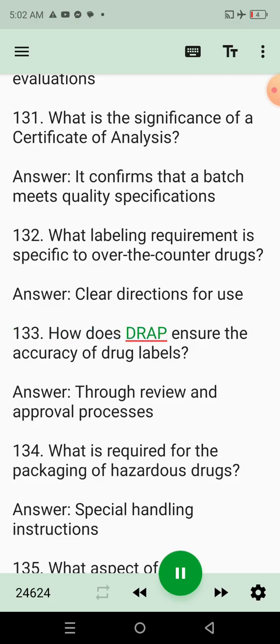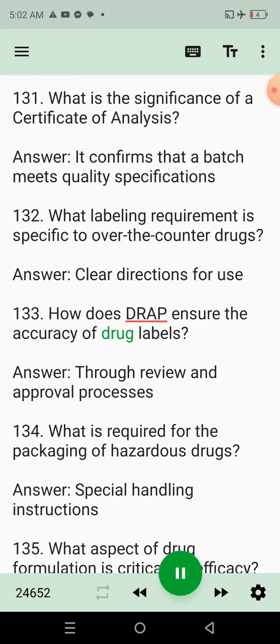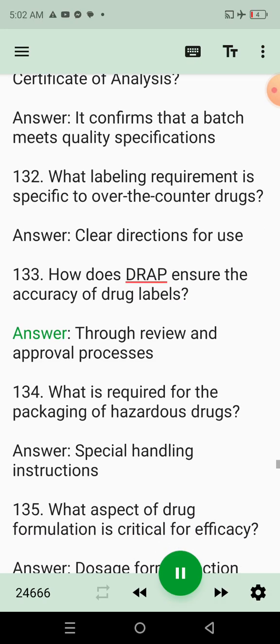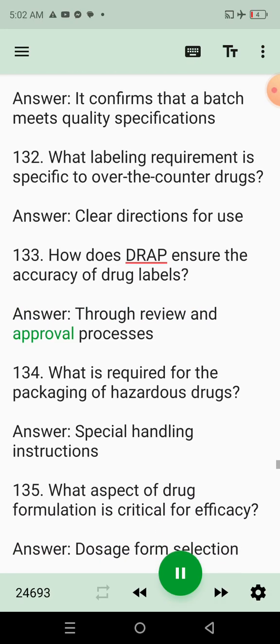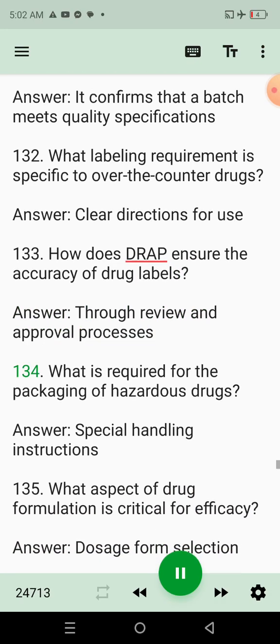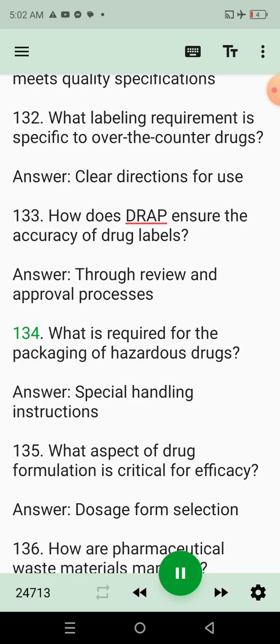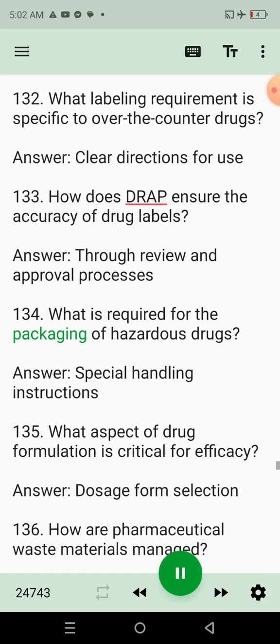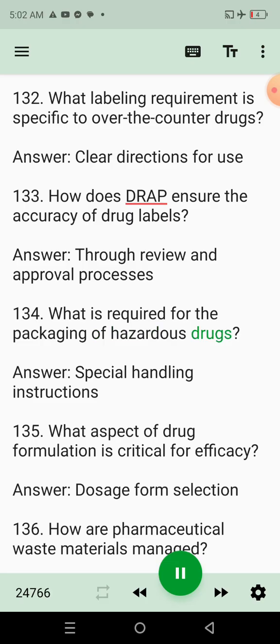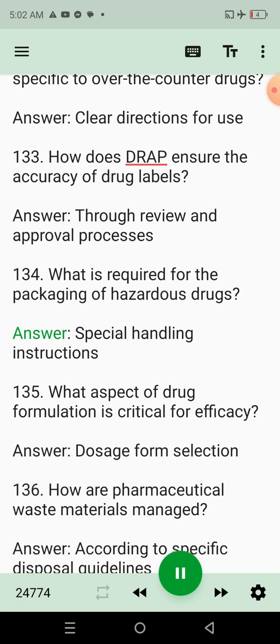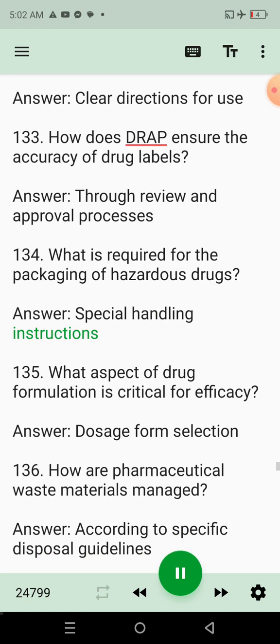133. How does DRAP ensure the accuracy of drug labels? Answer: through review and approval processes. 134. What is required for the packaging of hazardous drugs? Answer: special handling instructions.